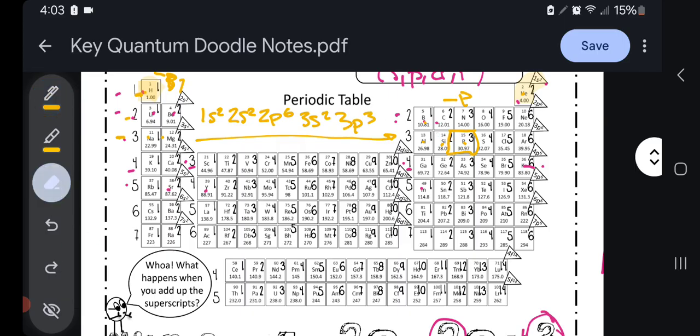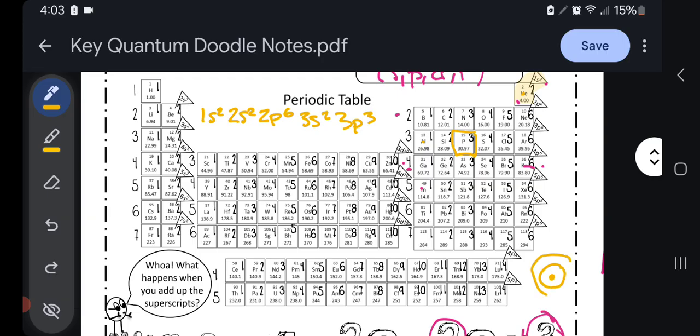I want to show you the correlation between this and our Bohr model. If we were to draw the Bohr model for phosphorus, you have 15 protons and 15 electrons. I'm just saying nucleus here, but remember we said you can tell how many rings it's going to have on the Bohr model by which period it's in. So if it's in the third energy level, it's going to have 3 rings. We're just pretending this is the nucleus with all the protons and all the neutrons.